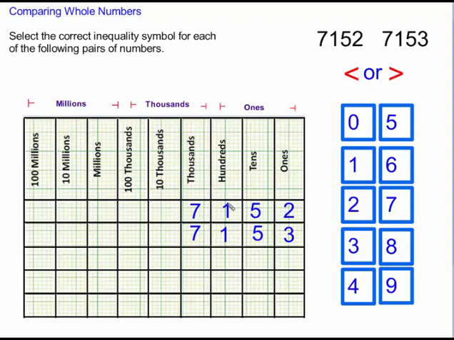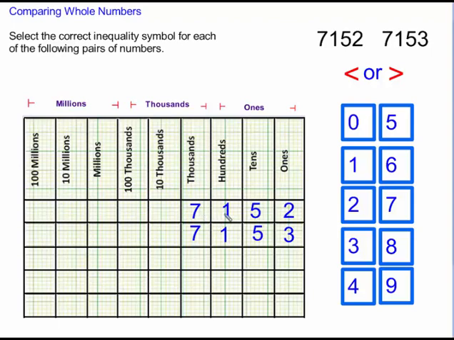to the hundreds column, in which case they're both 1s. Since they're the same, I need to move to the tens column, but they're both 5s, so now I need to move to the ones column. Notice that 2 is smaller than 3. Since 2 is smaller than 3, that makes the top number smaller than the bottom.